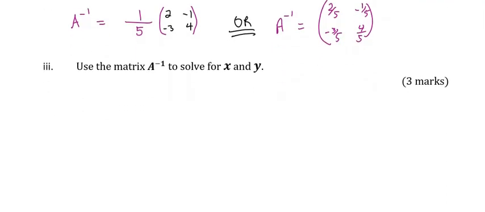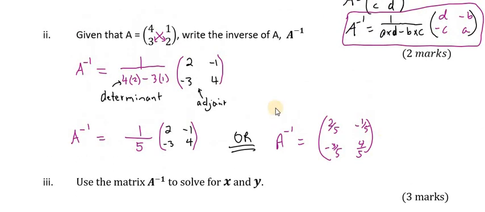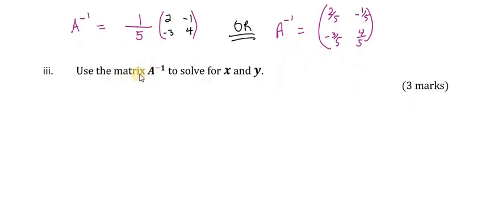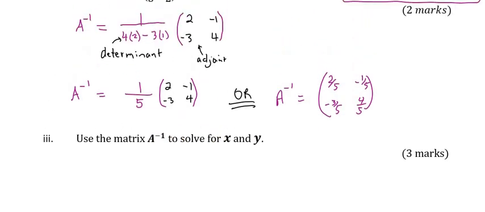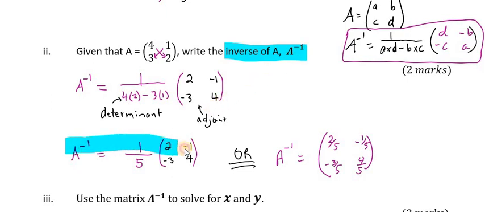Okay. Now, if you were asked to show that A inverse is this, then when you write this down, your next step will actually be to write this. And now they're saying for us to use matrix A inverse to solve for x and y. So how are we going to do that? Before we get there, let's point out something here. You were asked to write the what? Inverse of matrix A. So your answer should just be the inverse of matrix A.